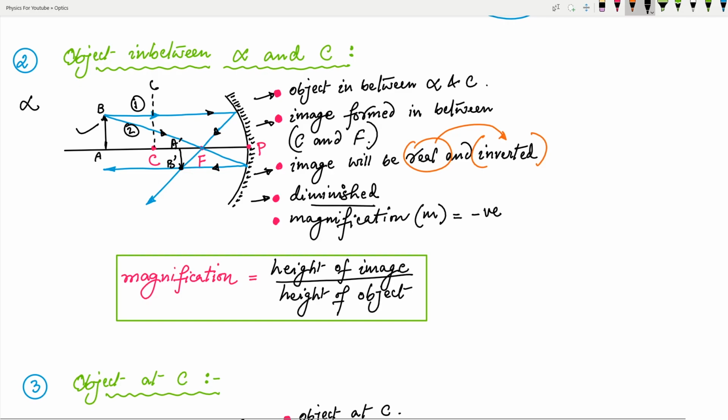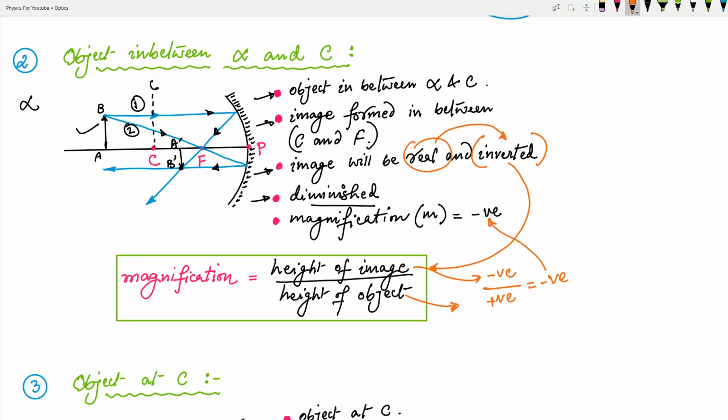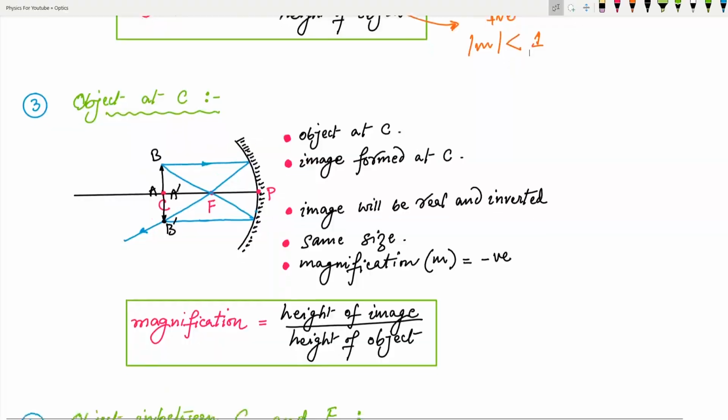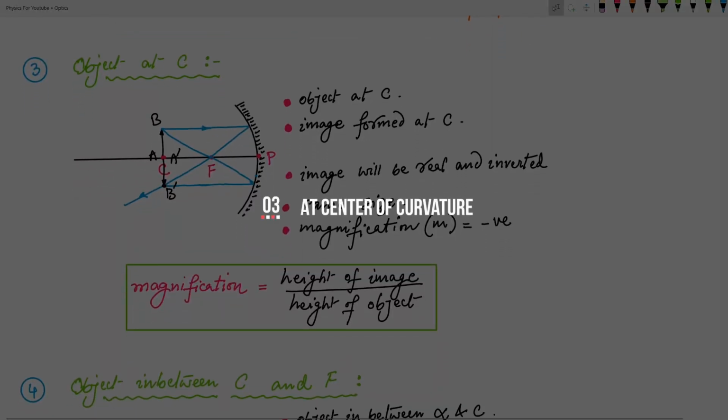So this is important. And the magnification is negative. Why negative? Again, since it is inverted, the height of the image will be negative, and height of the object, since it is erect, will be positive. So negative divided by positive will be negative. So you can directly say magnification will be negative. Okay, so this is all about case number 2. Another thing I forgot to mention is the modulus of magnification. Again, since the image is diminished, the modulus of magnification will be less than 1. Simple as that. Now let's move on to our third case, when the object is placed at center of curvature.